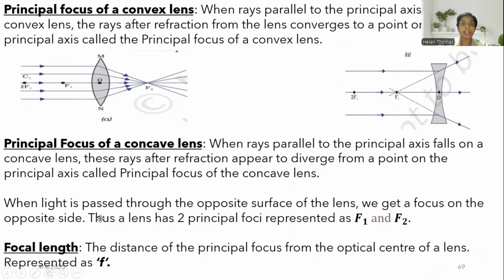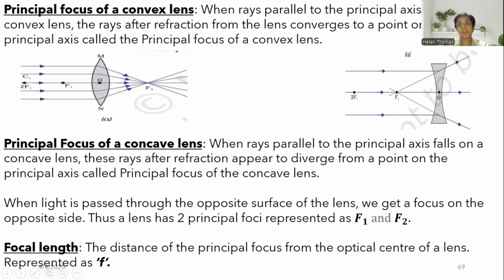In the concave lens, remember the focus will be on the same side as the object. When the light is passed from the opposite side, here the light was passing from the left hand side. So if the light is passing from the right hand side, the focus will be on the opposite side, that is, on the left hand side.